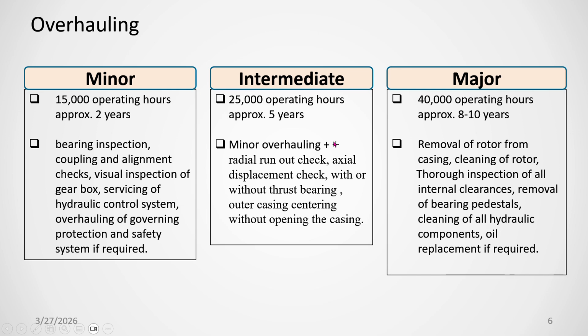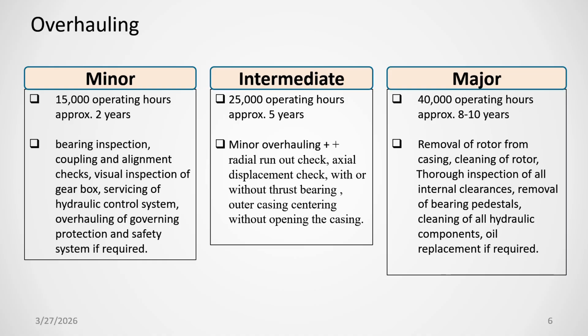So normally we do overhauling of the turbine. There are three types of turbine overhauling we are doing. One is called minor overhauling, another is called intermediate overhauling, and another is called major overhauling. Suppose you are commissioning the turbine, then minor overhauling comes at 15,000 operating hours. That means, at around 7,500 operating hours per year, approximately 2 years, you have to take the minor overhauling.